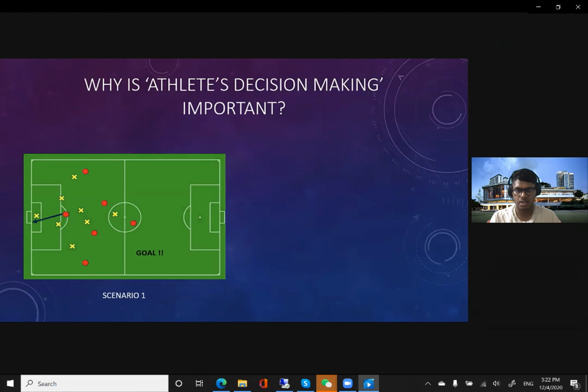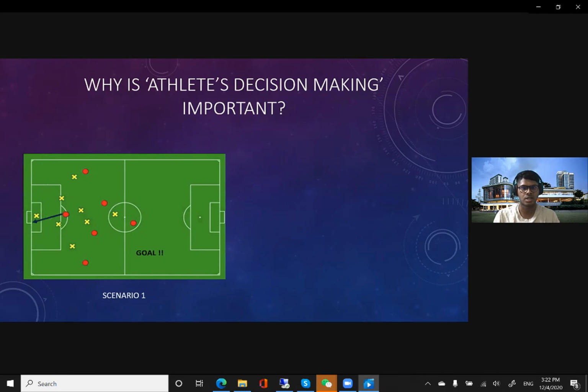Let us first look at this graphic, which is showing a scenario wherein there are two teams. The team shown in red is the team that has possession of the football, and they are trying to score from right to left. And there is a team shown in yellow, which is trying to defend their goal on the left-hand side. So the sequence here shows two passes followed by a shot by the third player, which leads to a goal being scored.